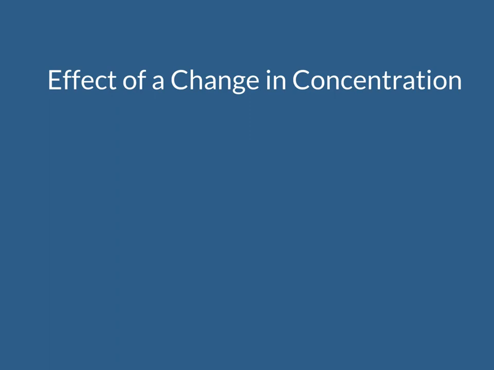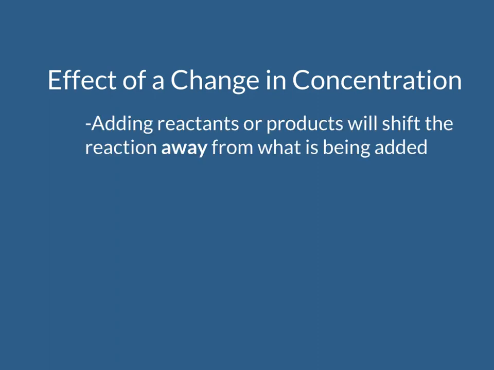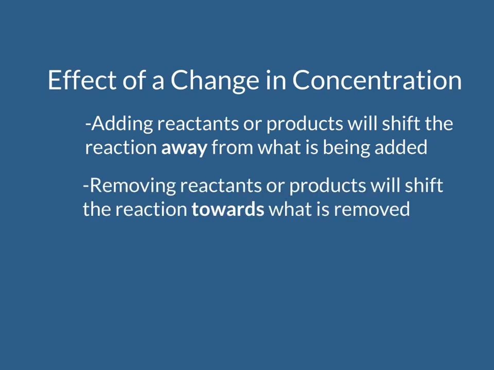In a chemical reaction, we can either add reactant or product to increase our concentration, or we can remove reactant or product to decrease our concentration. So in a system at equilibrium, adding reactant or product and therefore increasing our concentration of either will shift the reaction away from what is being added. If we take away or remove reactant or product, thereby decreasing our concentration of either, our reaction will shift towards what is being removed.